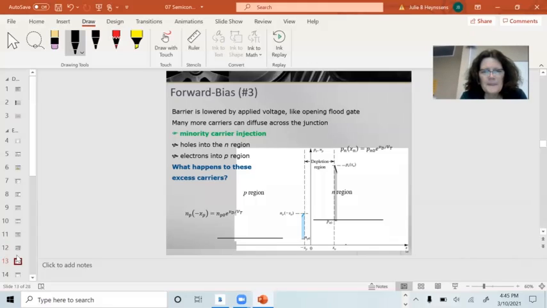Okay. In forward bias, the barrier gets lowered by the applied voltage. We've talked about this. And it's like opening up a floodgate that allows that exponential increase in current. Many carriers diffuse across the junction. We get this thing called minority carrier injection. And if you're someone who studies a lot of semiconductor physics, they'll talk about minority carriers. And what they are is, not this again.